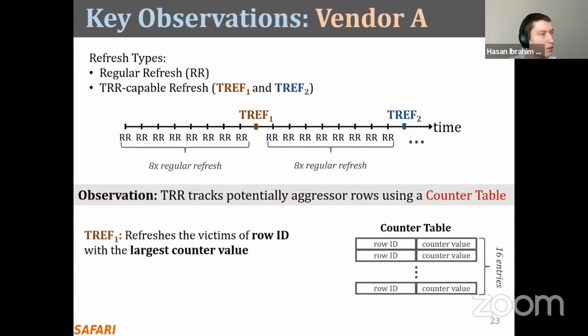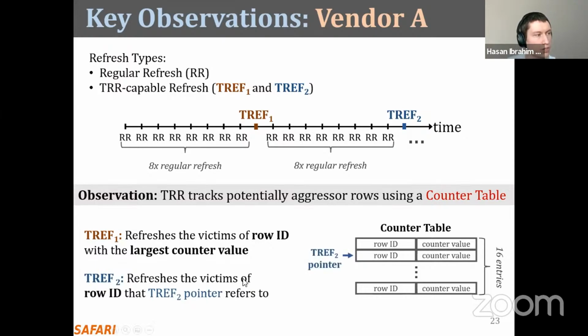So TRF1 refreshes the victims of the row ID with the largest counter value in this table, right? So when it is its turn to perform TRF1, the TRR mechanism looks up this table and finds the row ID that corresponds to the highest counter value, and refreshes the neighbors of that row. So this is TRF1. And TRF2 refreshes the victims of the row ID that the TRF2 pointer points to.